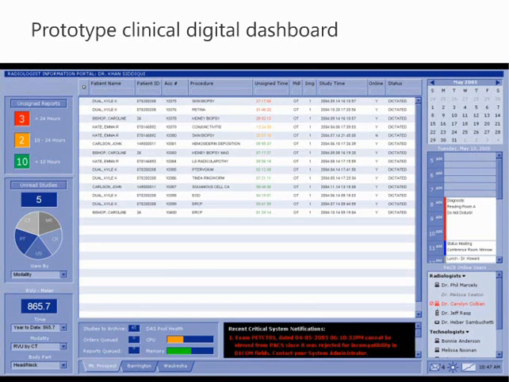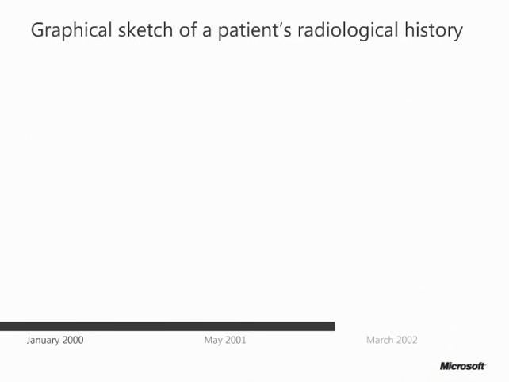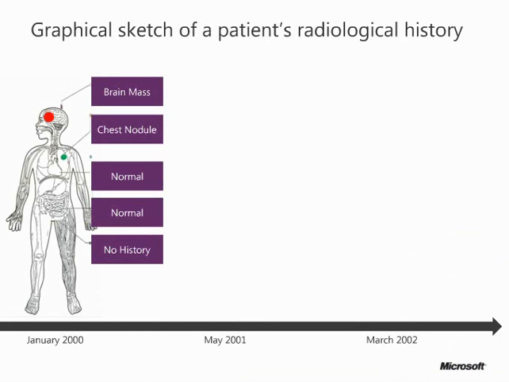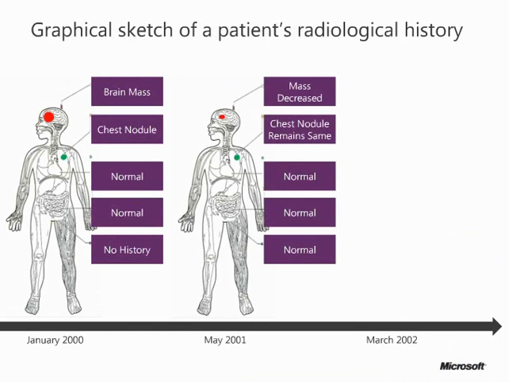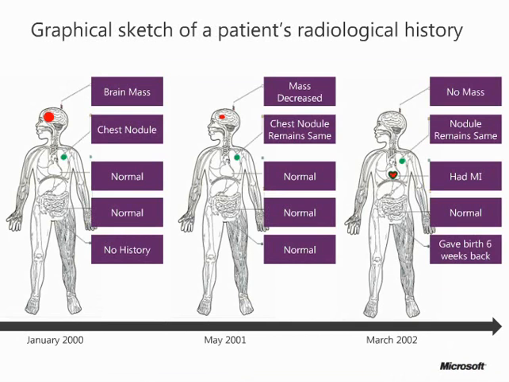Next, please. One of the things I want to be able to do is, at a glance, get a graphical sketch of a patient's radiologic history. This is courtesy of Dr. Gupta, who is at Massachusetts General. This is something that I've been thinking about and working on for a while, but she and her colleagues have done a great job of this graphical sketch for a patient's history.